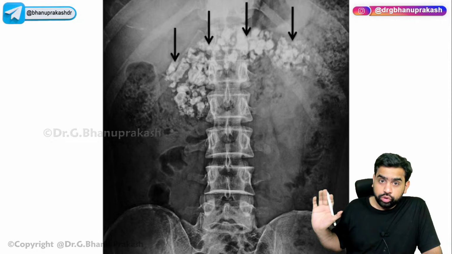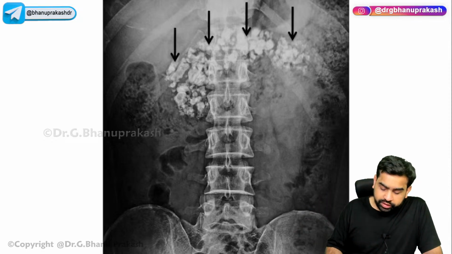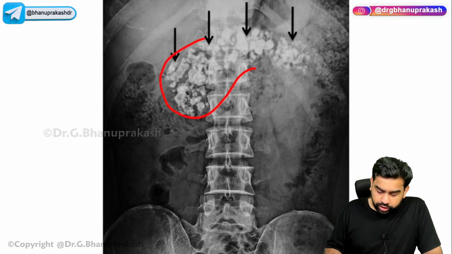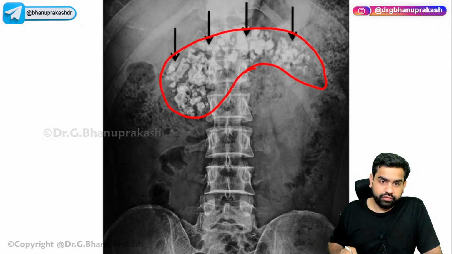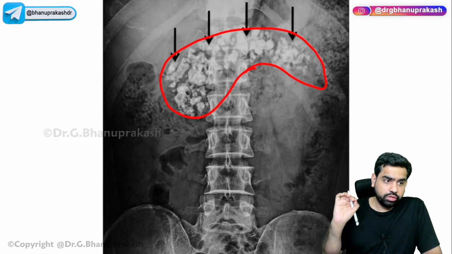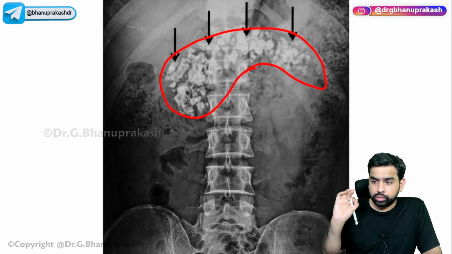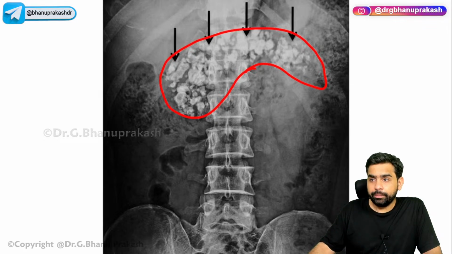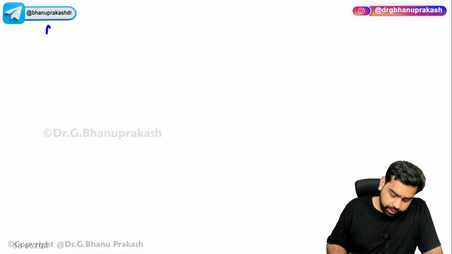Now they can also show you this particular characteristic X-ray. This is a very vivid kind of appearance. I hope you're able to appreciate this is the pancreas, and the entire pancreas has pancreatic calcification. Pancreatic calcification is seen in patients with chronic pancreatitis. Now let's talk about acute pancreatitis.